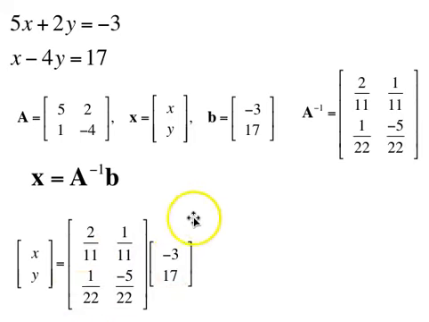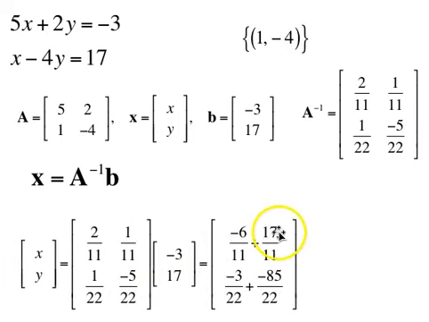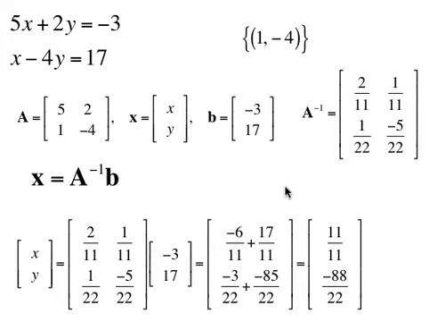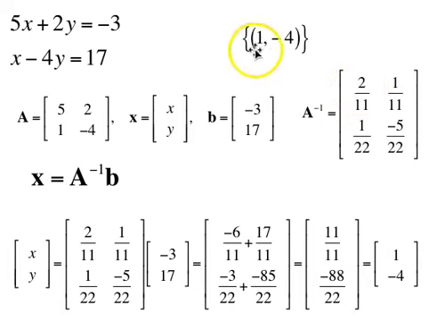1 22nd times negative 3, negative 3 22nds. Negative 5 over 22 times 17, negative 85 22nds. That also is a pretty nice number. So look at how this is going to work. 17 minus 6, 11 over 11. Negative 85 plus negative 3, negative 88 over 22. This reduces to 1, and that reduces to negative 4. So it sure looks like our solution here is 1, negative 4.